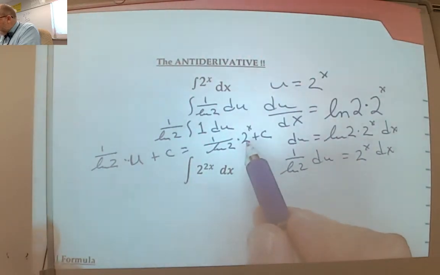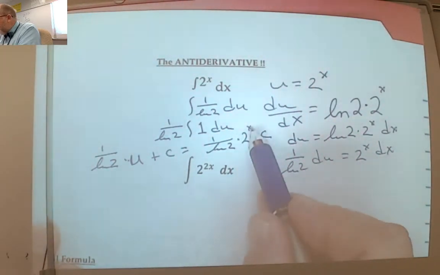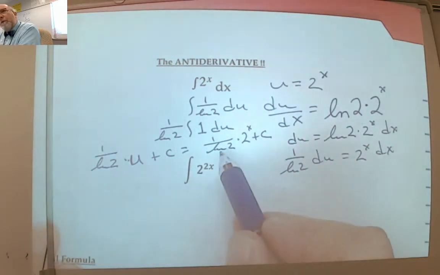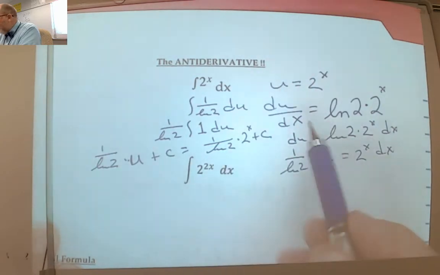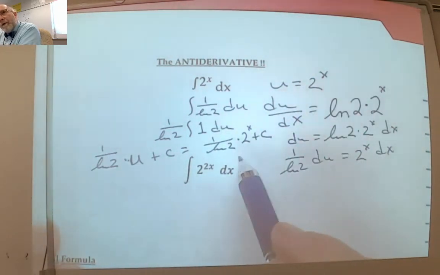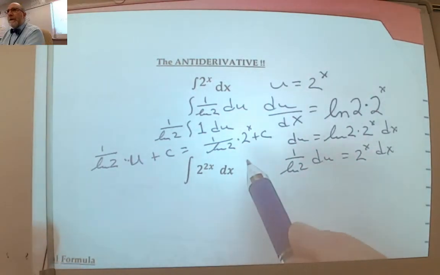Notice, Ben, if I take the derivative of this, what's the derivative of 2 to the x? It's the ln of 2 times 2 to the x, correct? And the ln of 2 times 1 over the ln of 2 will be 1. And it won't be there, and it'll look just like that. And the c will die. Boop, it's gone.